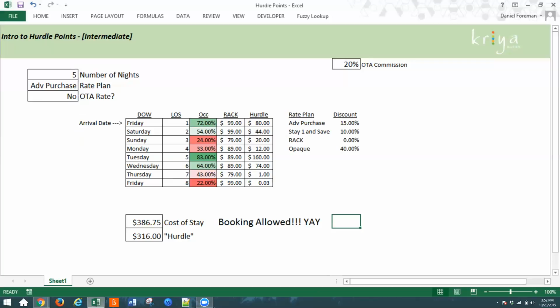So in summary, this is a strategy that some of the brands use to try to drive more direct bookings. You can see that in a lot of scenarios, the OTA commission kind of becomes the make it or break it as to whether or not these reservations are allowed to book.